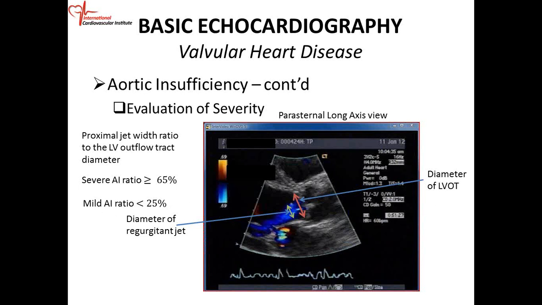Okay? So the width of your AI jet to the width of the left ventricular outflow tract, if that's greater than or equal to 65%, the AI is severe. If it's less than 25%, then it's mild. Anything that falls in between is moderate. Okay?